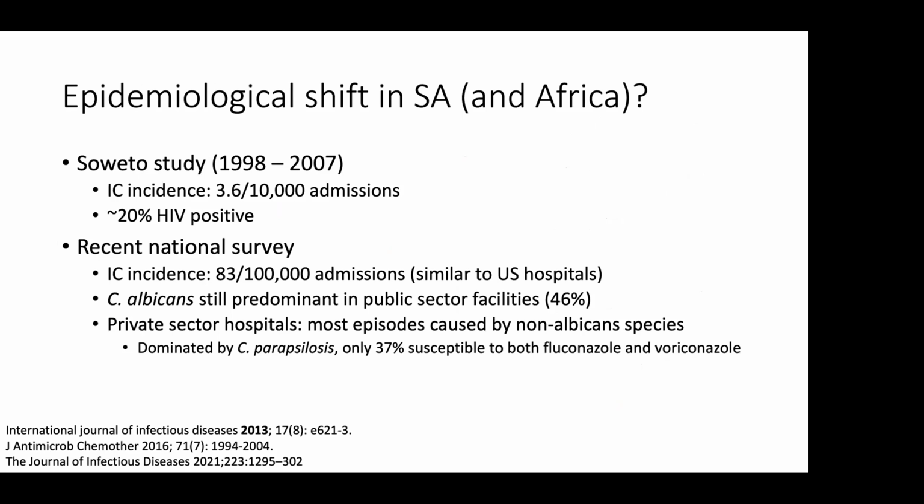And there aren't a lot of publications on this across Africa. It's very scarce, and in South Africa, very few as well. But looking back at an early Soweto study, which was done from 1998 to 2007, the incidence of candidemia, actually, I said invasive candidiasis, but candidemia was very low compared to Northern Hemisphere countries. But as time went on, the proportion of people that were diagnosed with invasive candidiasis were HIV positive.